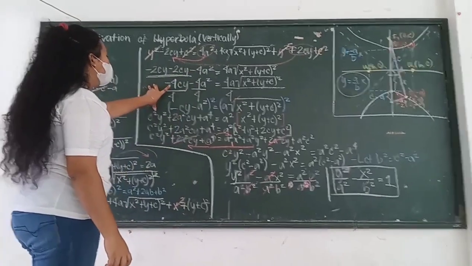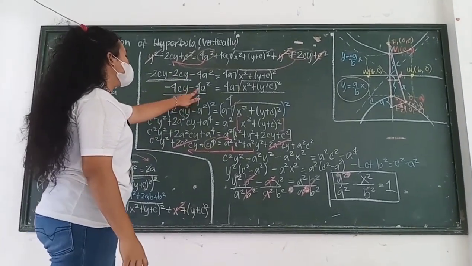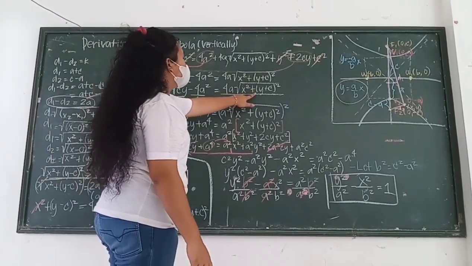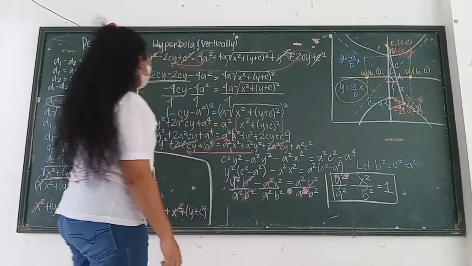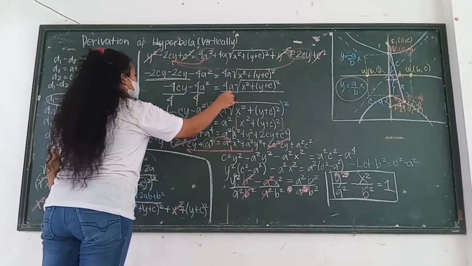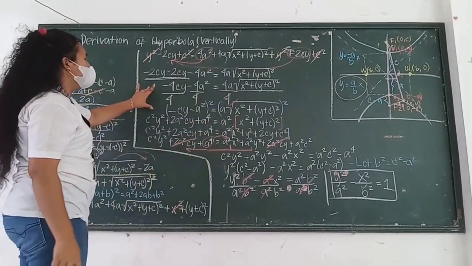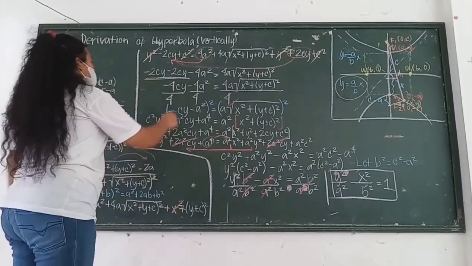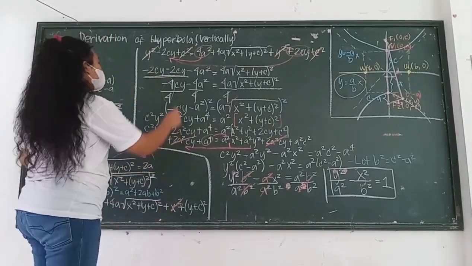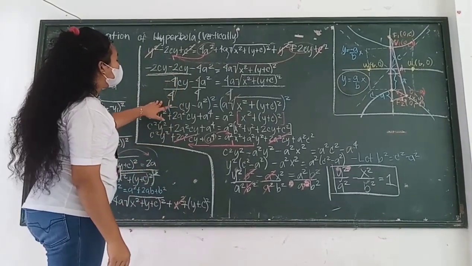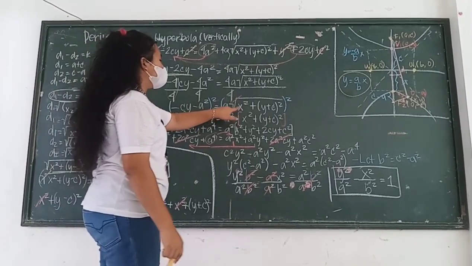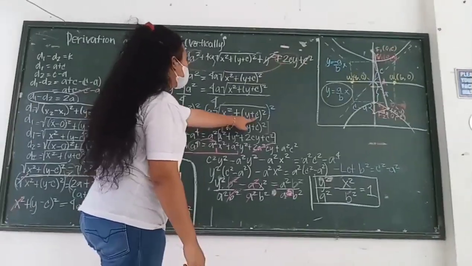So I have combined these like terms. So that will be negative 4cy minus 4a squared is equal to 4a square root of x squared plus y plus c squared. Again, divide it by 4 to get rid of these values, so this has to be equal to 1. So negative cy minus a squared is equal to a square root of x squared plus y plus c squared.